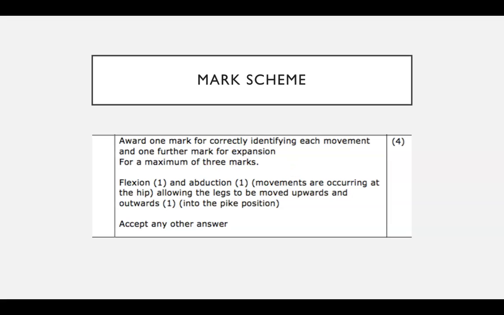So flexion and abduction are the movements that are taking place at the hip. So they're allowing the legs to be moved upwards and outwards. Okay, so that is what they're doing.